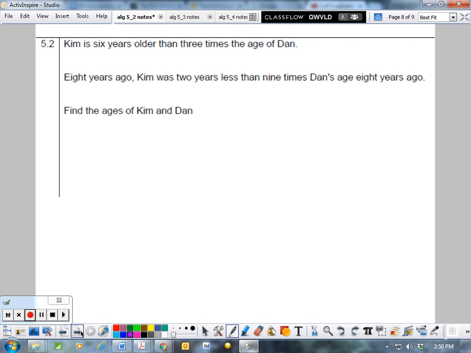And so we have Kim, and she is 6 years older than 3 times the age of Dan. So the first thing I probably want to do is say that K is going to stand for Kim, and D is going to stand for Dan. So I know Kim is, and "is" is a key word for equal, so Kim is 6 years older, so I'm going to add 6 years to 3 times the age of Dan. So I'm going to multiply 3 times the age of Dan. And so this gives me an equation to start with for the first sentence.